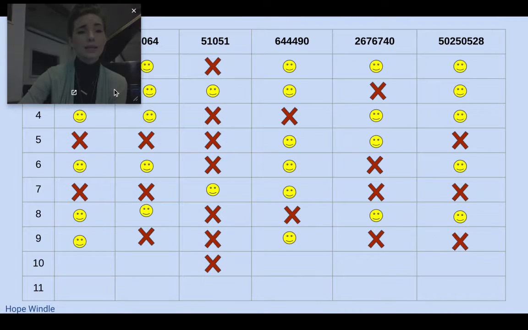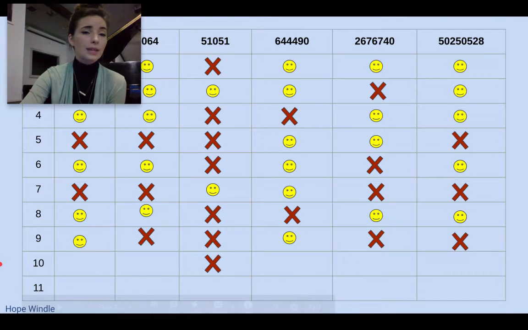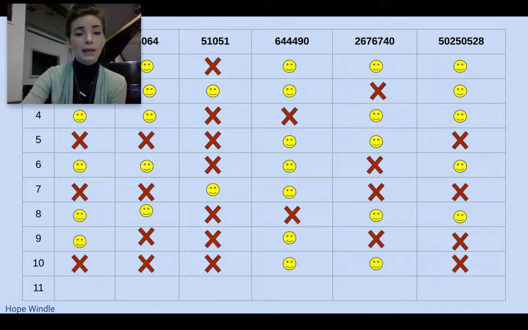And for 10, it's going to be super easy. If it ends in 0, it is divisible by 10. If it doesn't end in 0, it is not a multiple of 10.